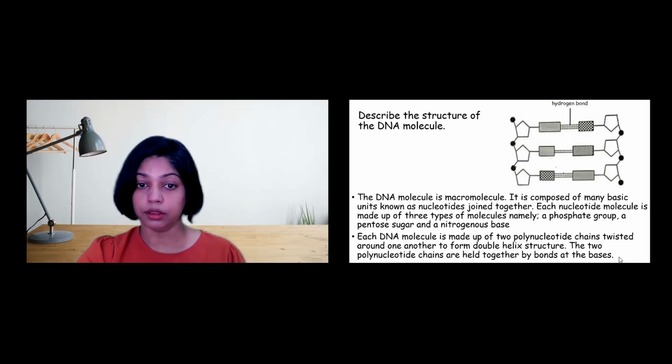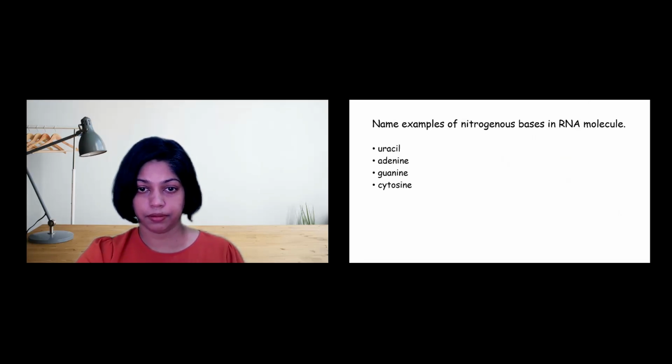The two polynucleotide chains are held together by either two hydrogen bonds or three hydrogen bonds between the nitrogenous bases. The four nitrogenous bases in an RNA molecule are uracil, adenine, guanine, and cytosine.